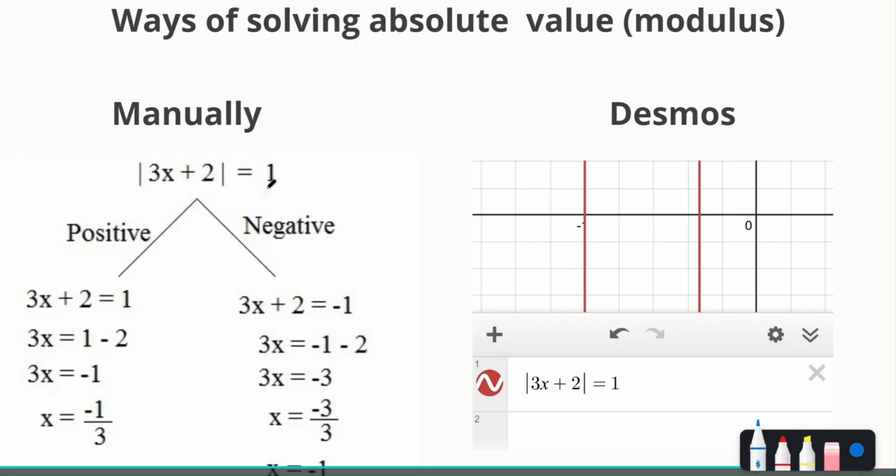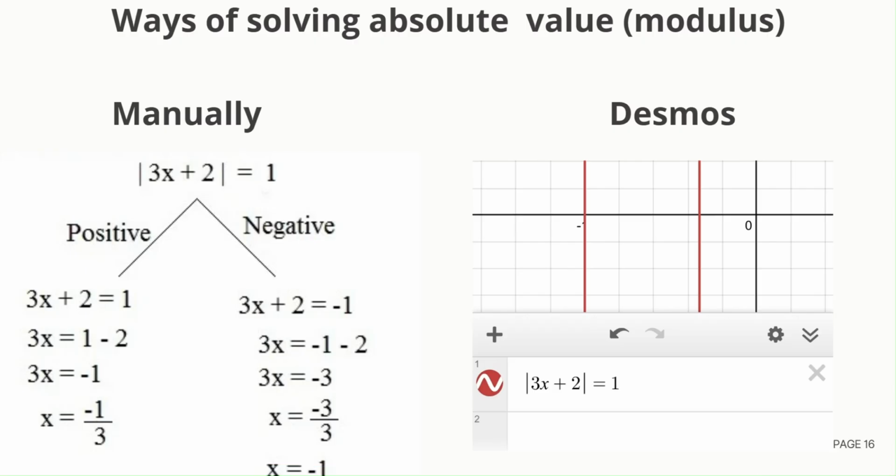So there are 2 ways of solving absolute value. One is manually, and the second one is decimals. I again recommend the help of decimals because it's fast and it guarantees you the quickest and safest answer. By doing it manually, you risk making mistakes with simple calculations. But anyways, I'll show you manually as well.